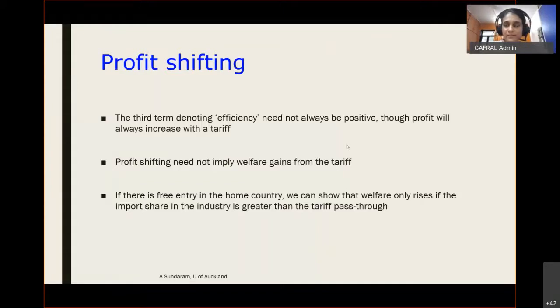Okay. So retaliation will not give the advantage. Sorry, 1 second. Something has popped up. Will not have the advantage for a small country in case of tariff.